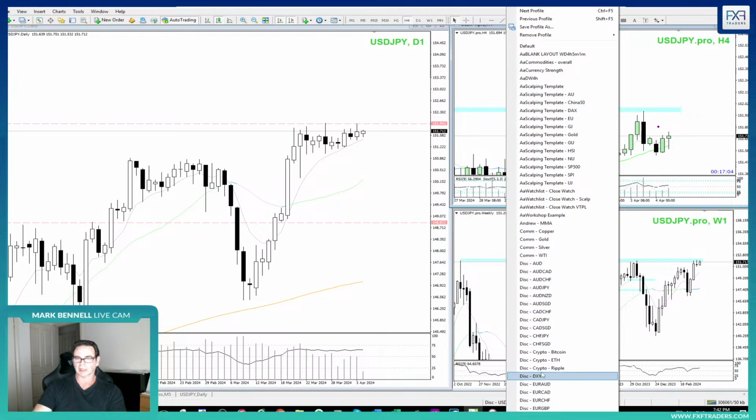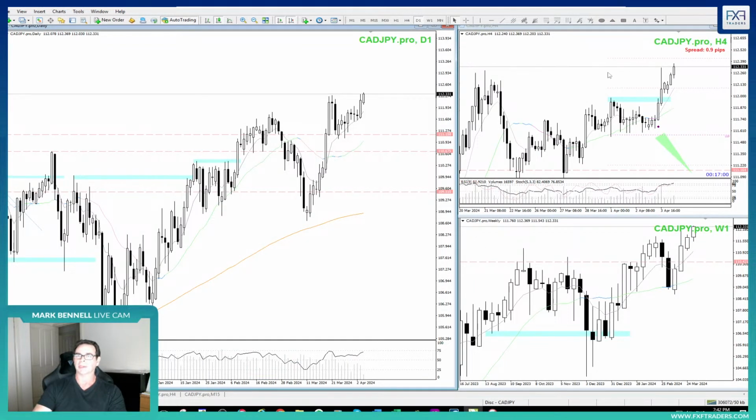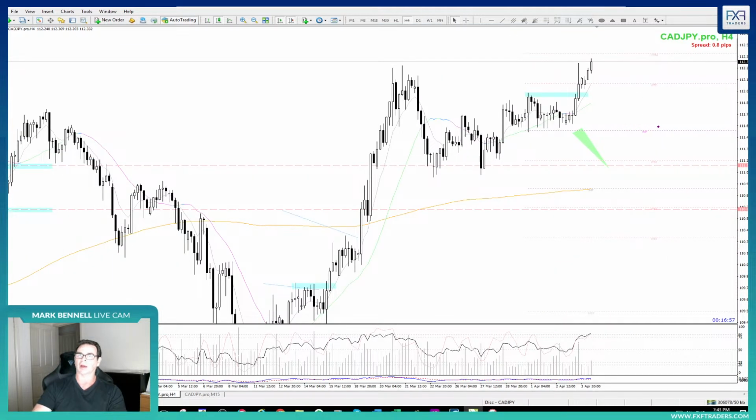Let's have a quick look at some analysis that we did. CAD yen, we spoke about this yesterday, being that I expected because of this weakness through here that there's a potential to drop. Those of you will remember.